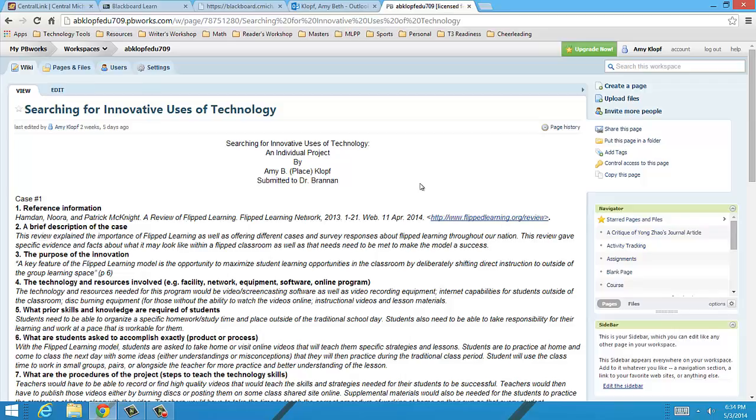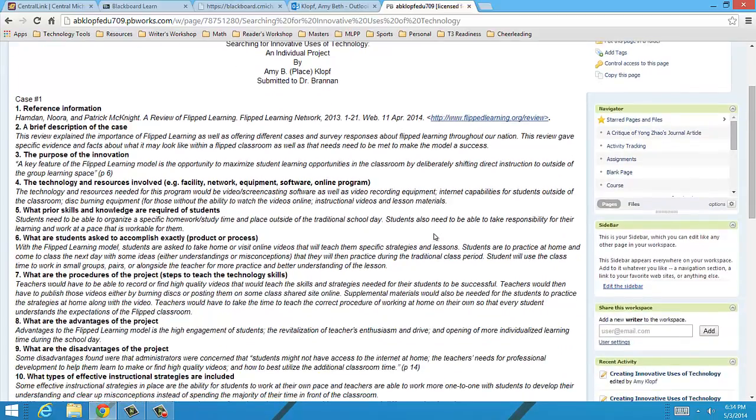I started by looking at different references. I started with a review of flipped learning, an article I found on flippedlearning.org. It talked about what flipped classrooms could offer classes. The flipped classroom style of learning offers many different things, and it really depends on the classroom and the teacher. If the teacher is using technology, one-to-one devices, or within the school PCs, or even at home, which is really what I focus on.